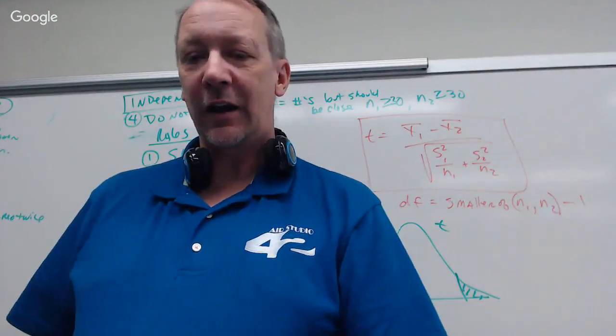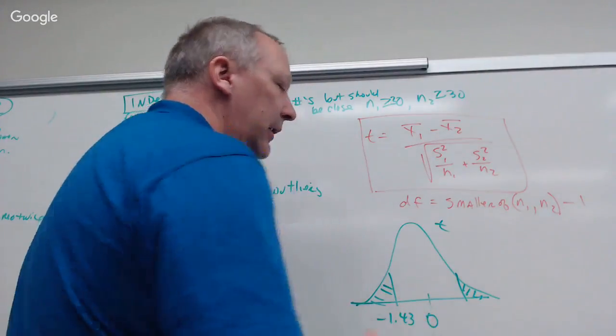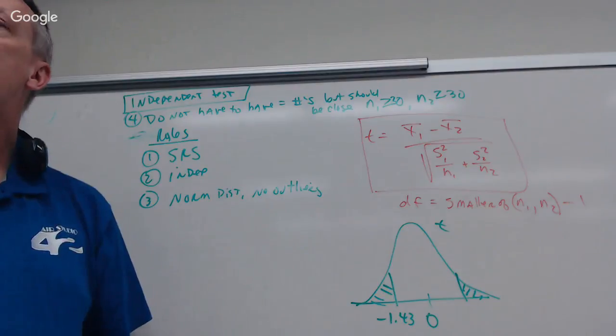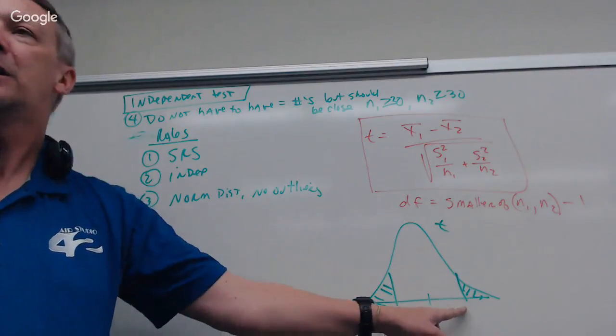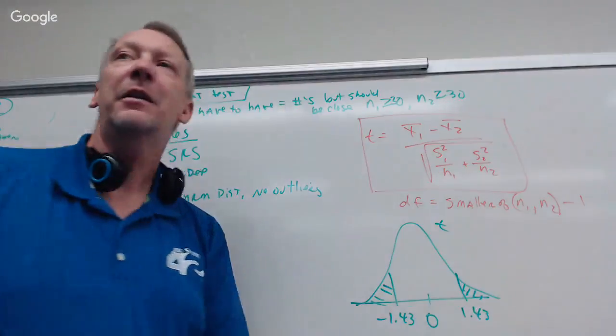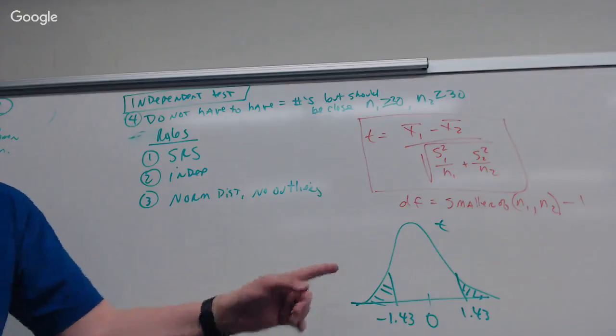So now I got a score of negative 1.43. So this is the value I got, right? Right. So what else do I want to know? What's this value? Positive 1.43 because it's symmetric, right? It's a lot better than that darn chi-square test, right? Okay, so how do I find that area?